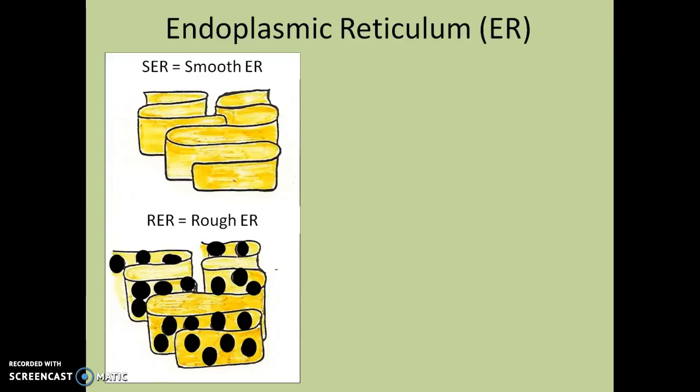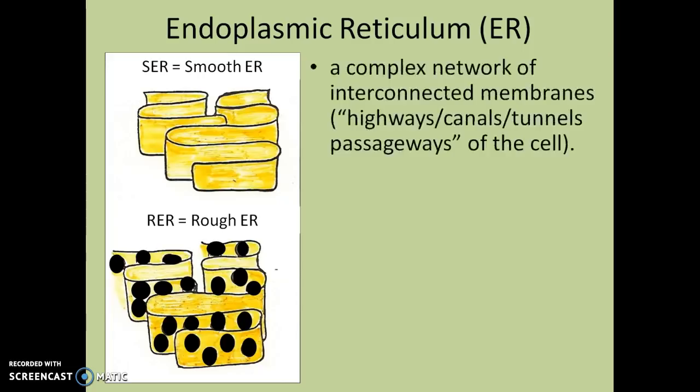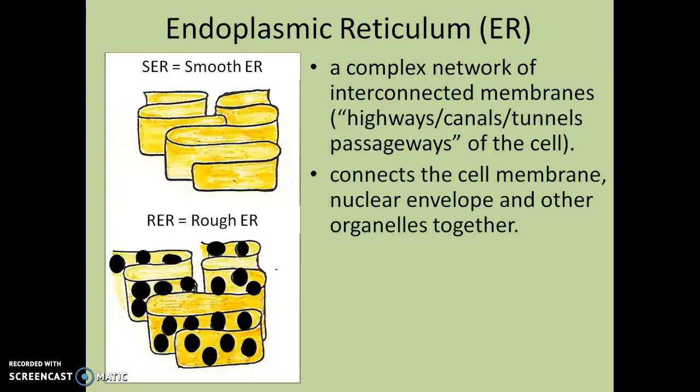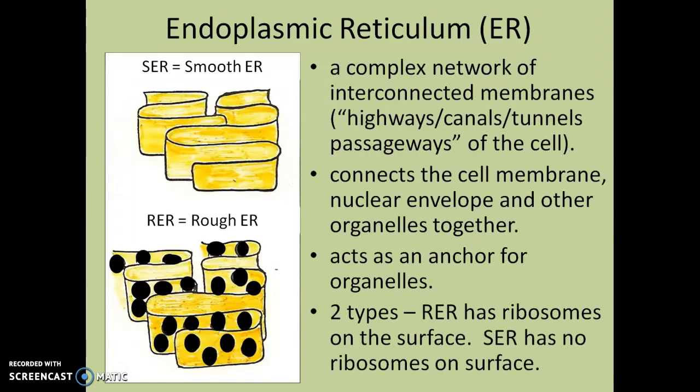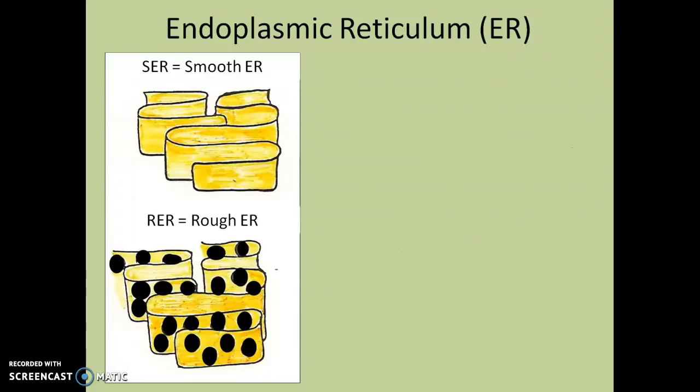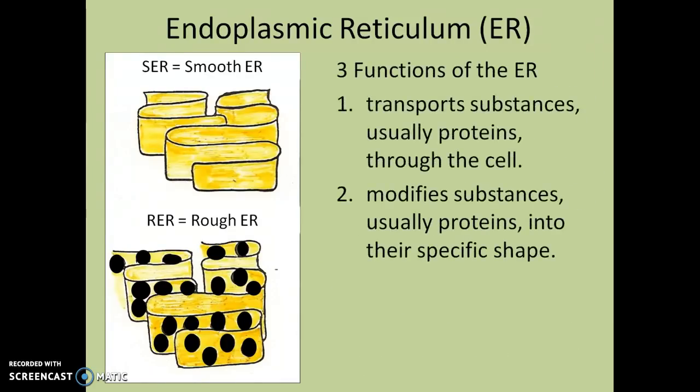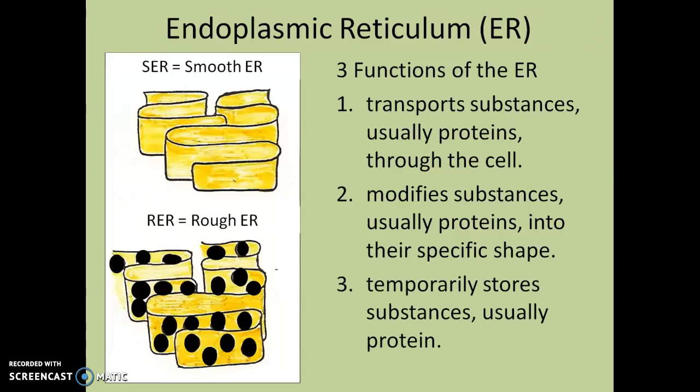So since we kind of talked about the RER with ribosomes, let's look at the endoplasmic reticulum. This is a complex network of interconnected membranes. This is the highway of the cell. It connects the cell membrane to the nuclear envelope and other organelles all together. It acts as an anchor for other organelles, and there are 2 types, rough and smooth. Okay, 3 functions: it transports substances, usually proteins, modifies substances, usually proteins, and also could store substances, once again, usually proteins.